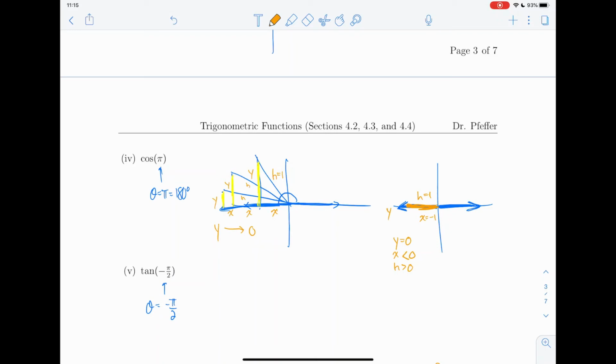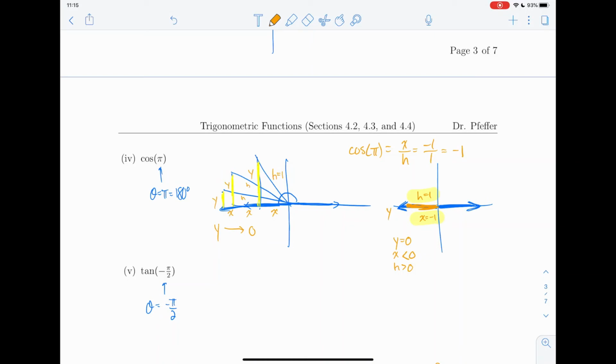And so, as a result, if I wanted to find cosine of pi, cosine by its trigonometric relationship is adjacent over hypotenuse. So that's going to be adjacent over hypotenuse. And so we're going to get x over h, which is negative 1 over 1, which is negative 1.